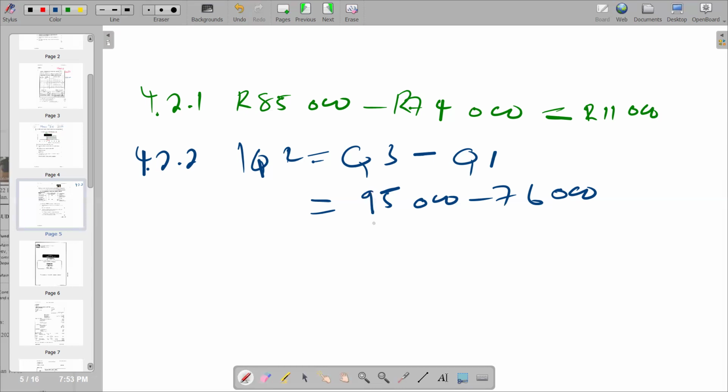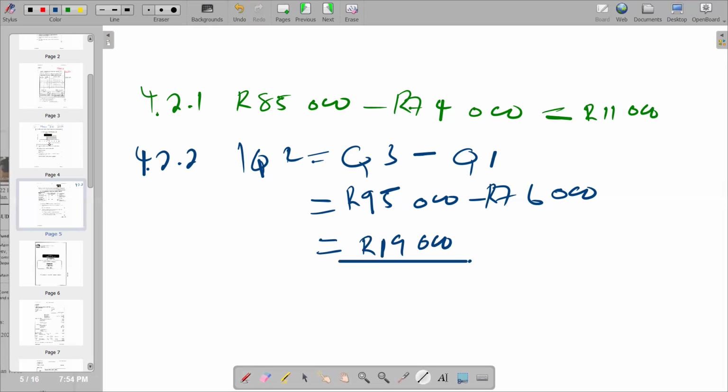So we say 95,000 minus 76,000. I would see that the answer that we are going to get there becomes 19,000. So we are saying, remember here, it's an expression in rands. So if you subtract, you're going to get your 19,000. So basically, this is our answer.